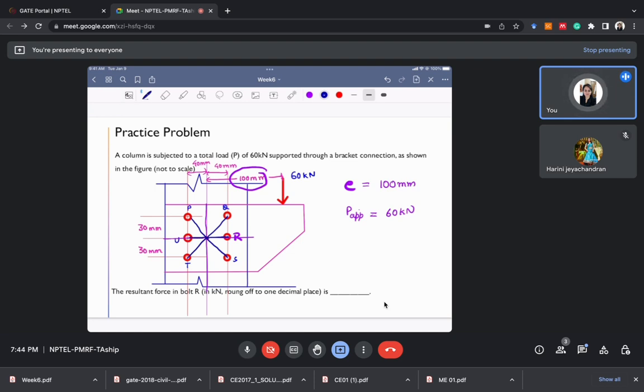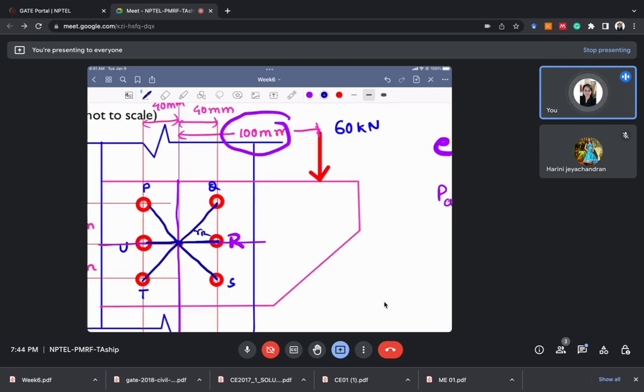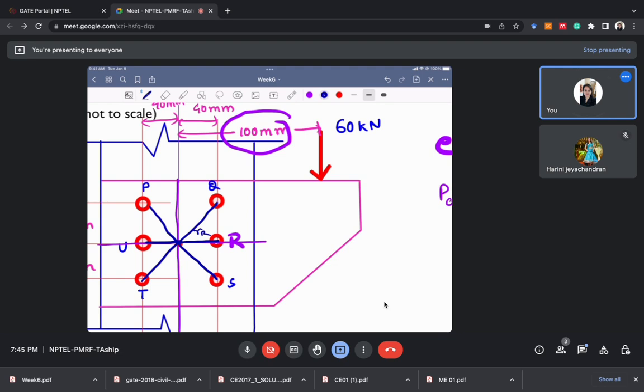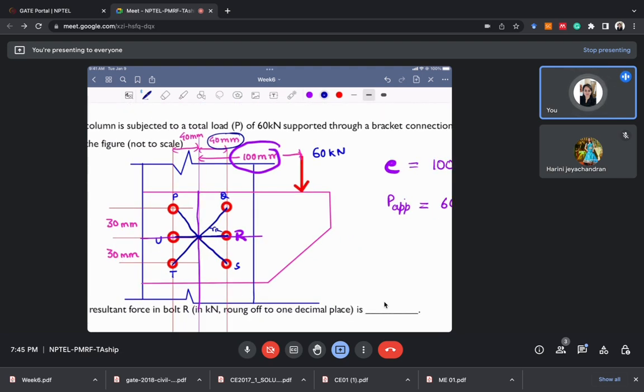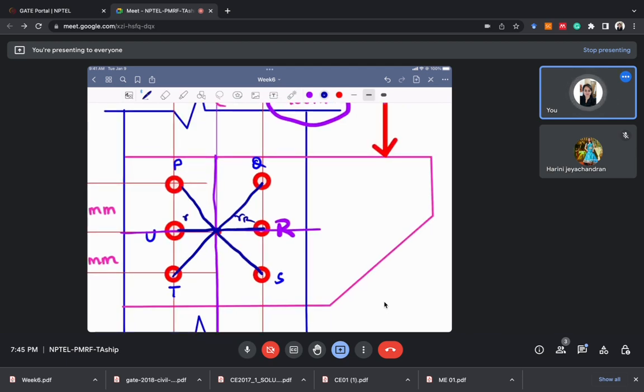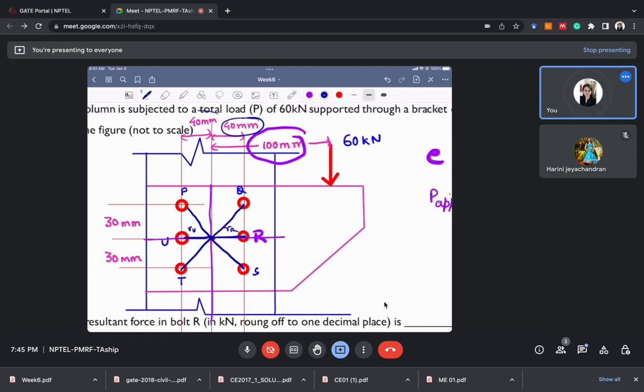So all the R's are different here, right? For example, RR, that is this one. RR is 40 mm, it is given. Similarly, RU is also 40 mm. But RP, RQ, RS, and RT are different. So this is RP, this is RQ, this is RS, and this is RT. So RU and RR are 40 mm, it is given.